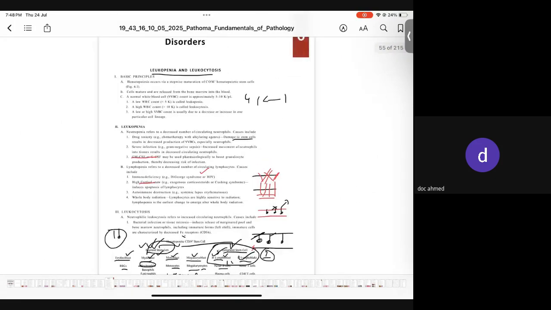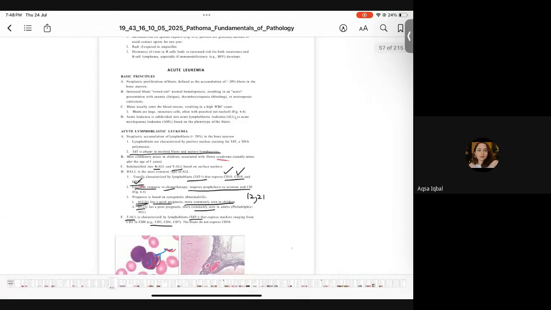Any questions? Yes. How does the increased expression of the retinoic acid receptor cause the promyelocytes to not mature? Like, what's the process? Oh, so that's basically in genetics. We are going to discuss all of these translocations, how they lead to this, in the future lectures.